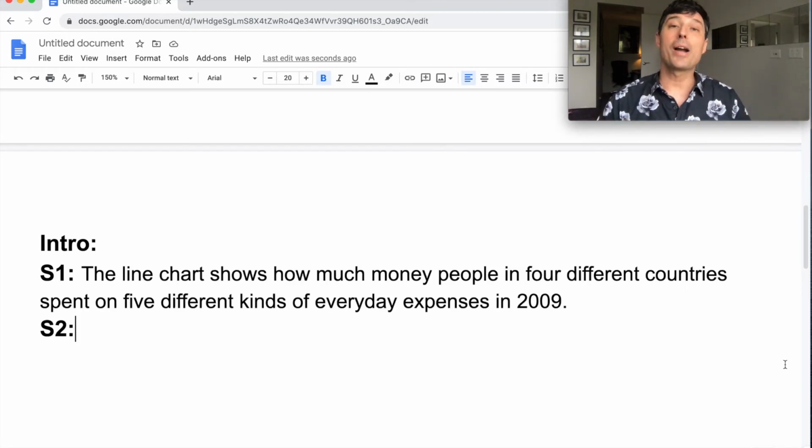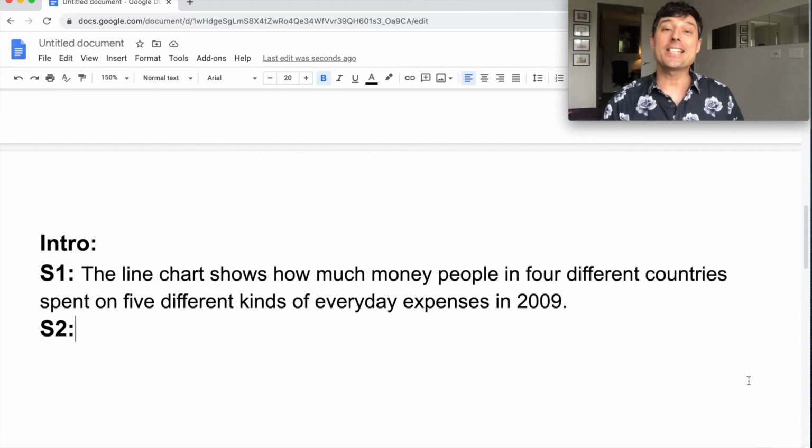So here's the S1 for my intro. It says the line chart shows how much money people in 4 different countries spent on 5 different kinds of everyday expenses in 2009. I've changed the language from the title above in the chart. I've rearranged some of the language a little bit, and it's a nice little introductory sentence.